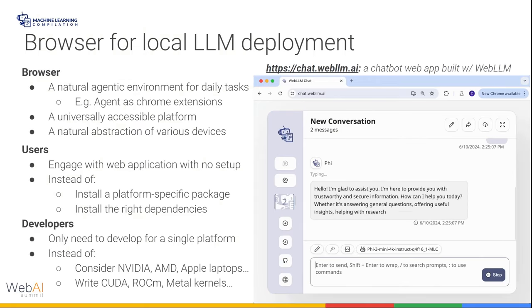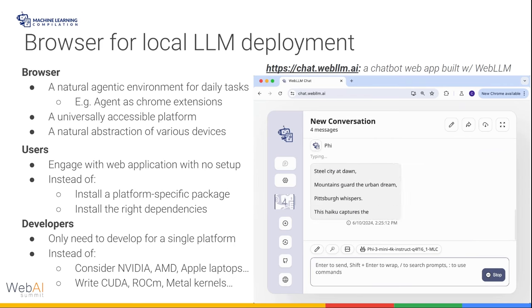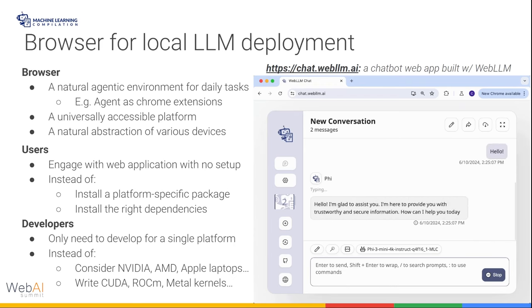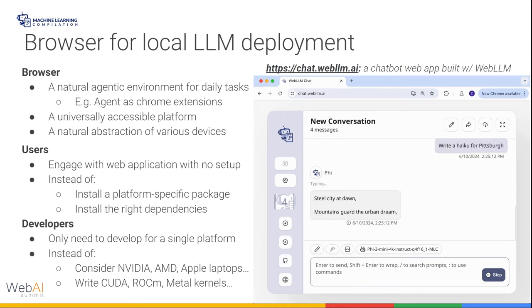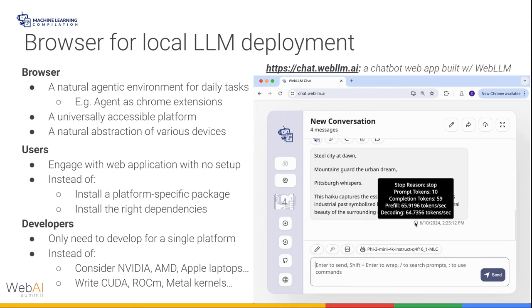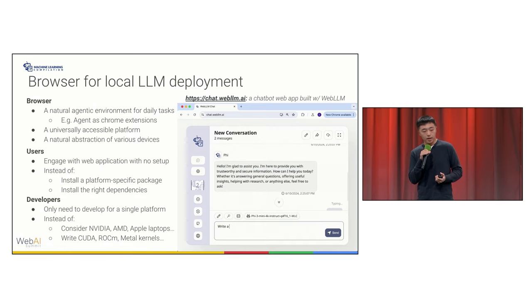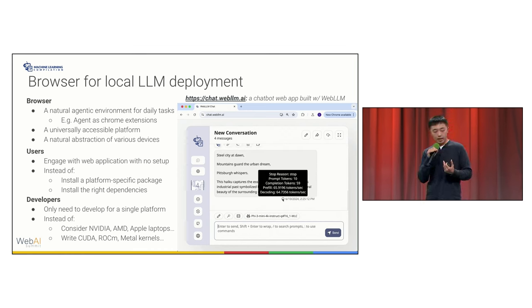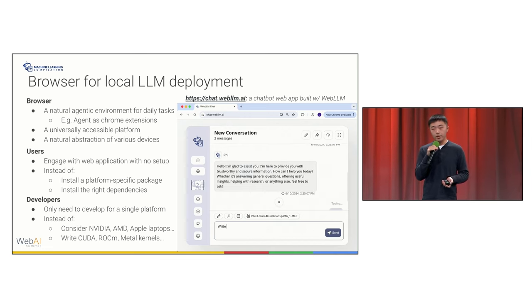The browser is an interesting platform for such local LLM deployment for several reasons. First of all, the browser forms a natural agentic environment for daily tasks. We do a lot of tasks daily with the browser, for instance, drafting emails, booking calendars, making decks, or writing Google Docs. And we can imagine in the future, maybe there can be an agent in the form of a Chrome extension that automates these tasks for you. Besides being an agentic environment, the browser is also universally accessible, and it naturally abstracts out various devices. This is beneficial for both users and developers.